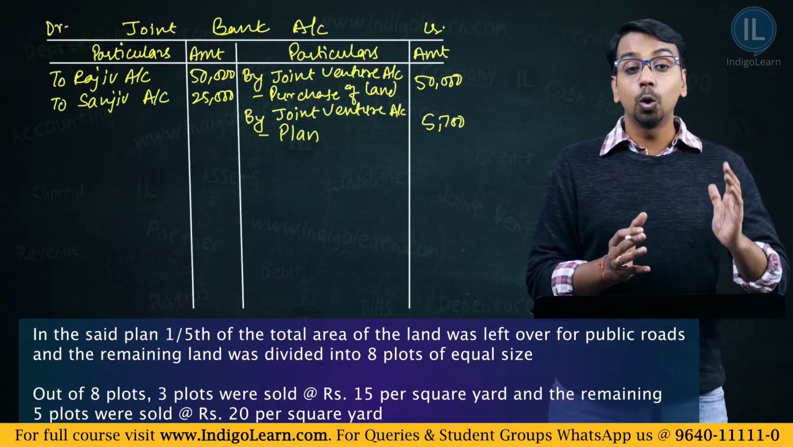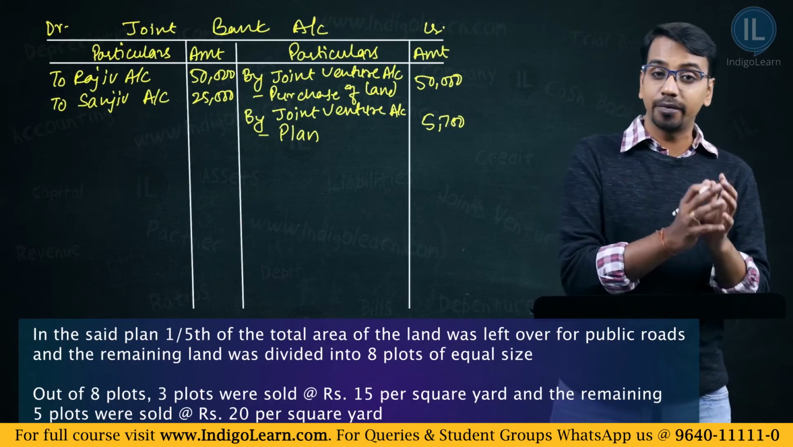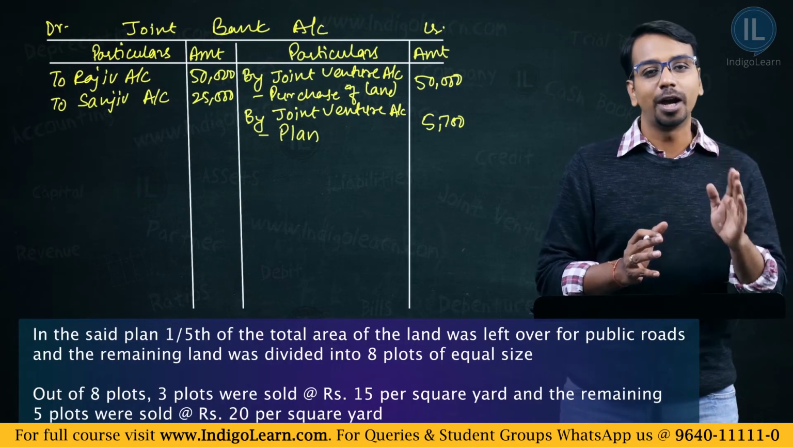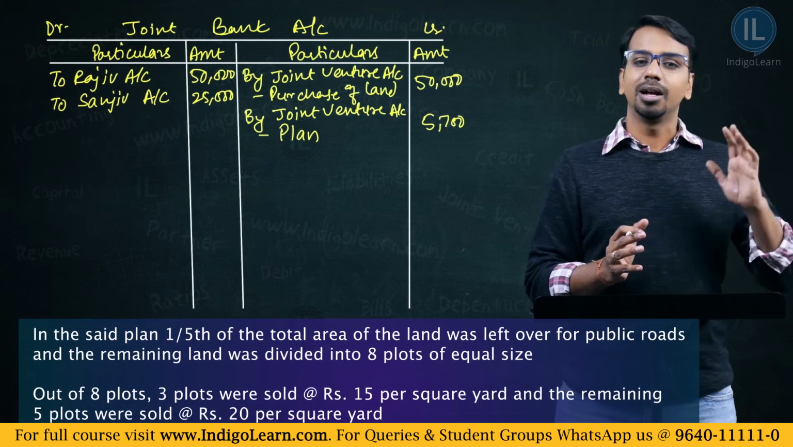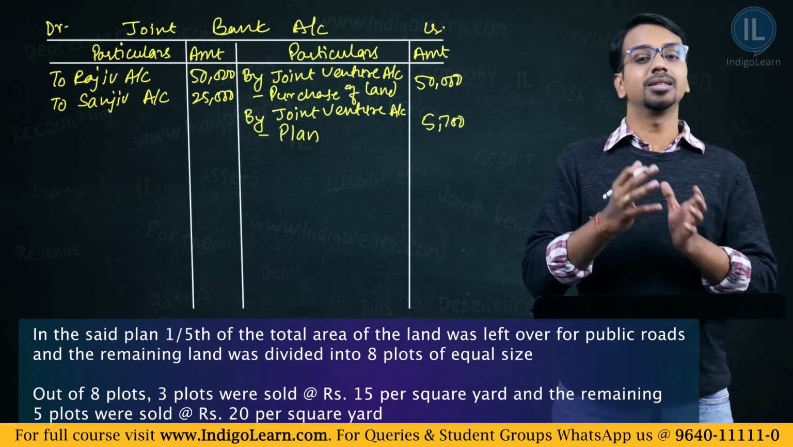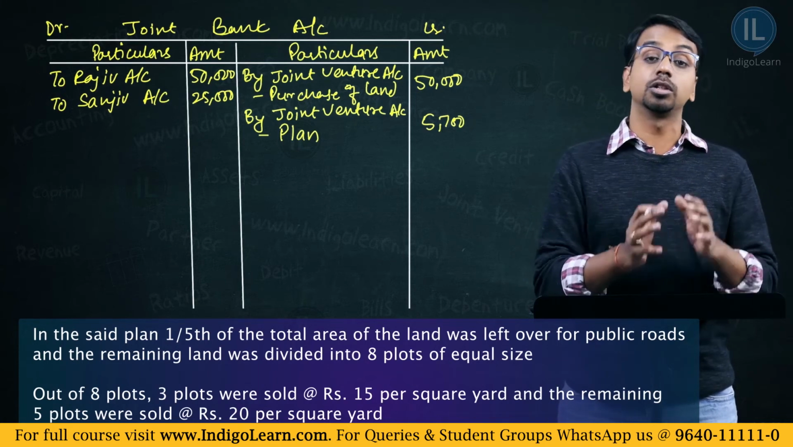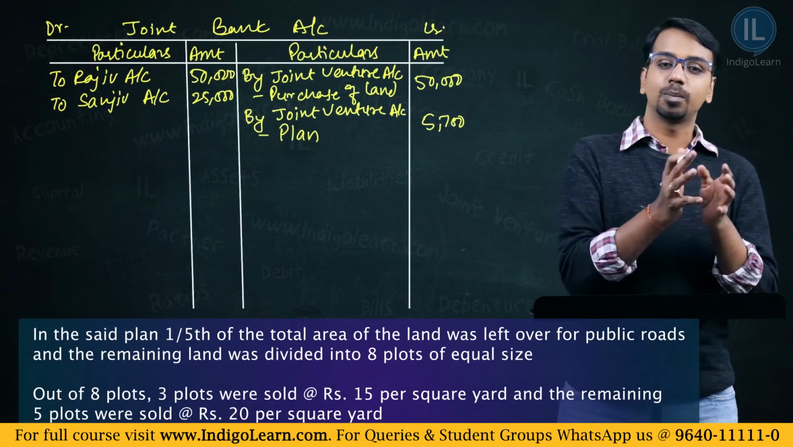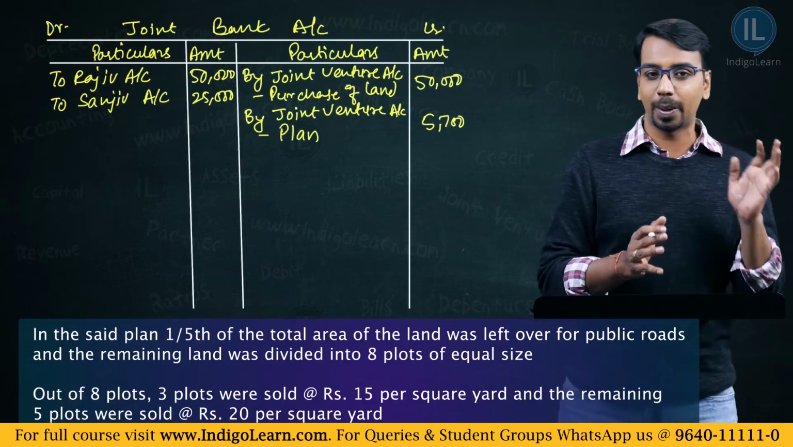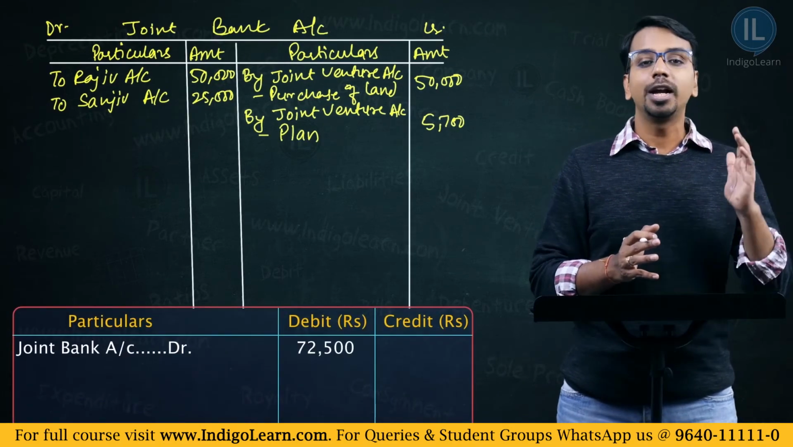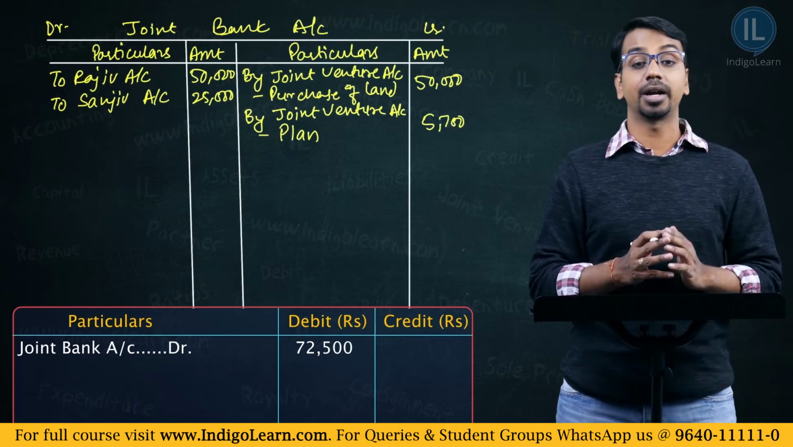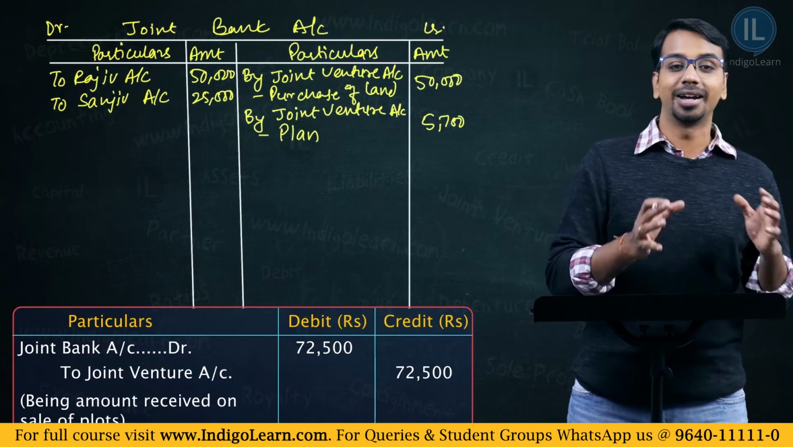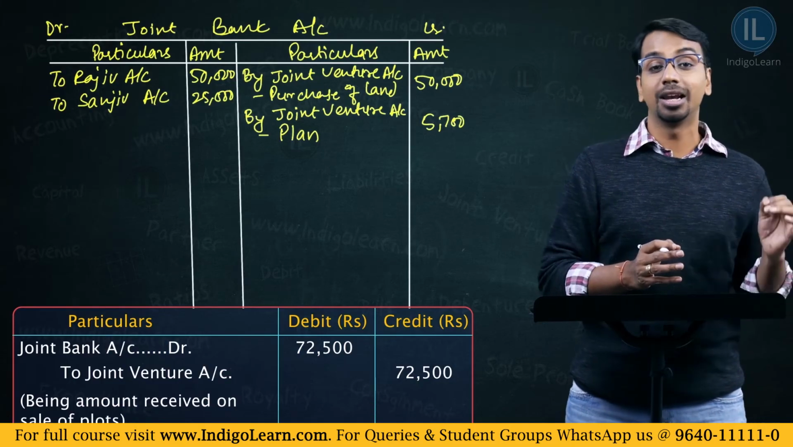Now when the sale is made, what will you credit? You will credit the joint venture account by 72,500. You will debit the joint bank account by 72,500. Friends, in some cases if there is a credit sale, you will not directly debit that to the joint bank account. First you will debit it to the trade receivables account, and then once money is received, you will debit that to joint bank account. So what is the entry here? Joint bank account debit 72,500 to joint venture account 72,500 being amount received on sale of plots.